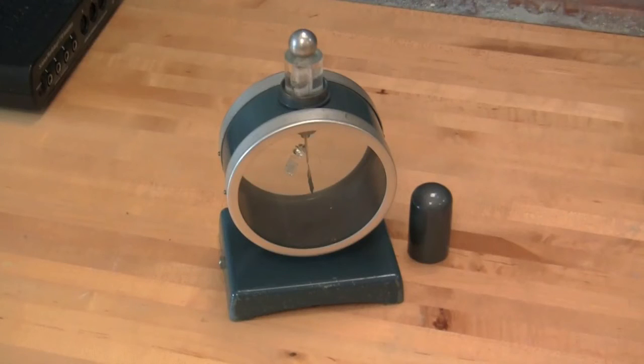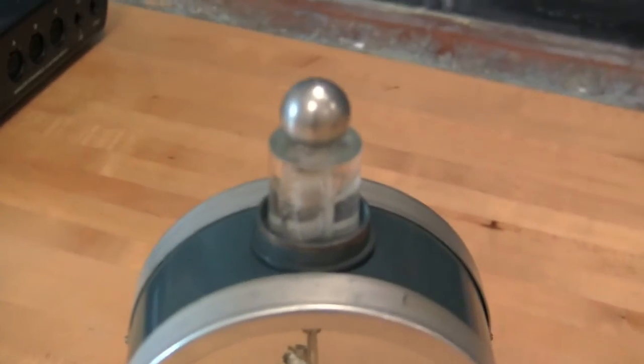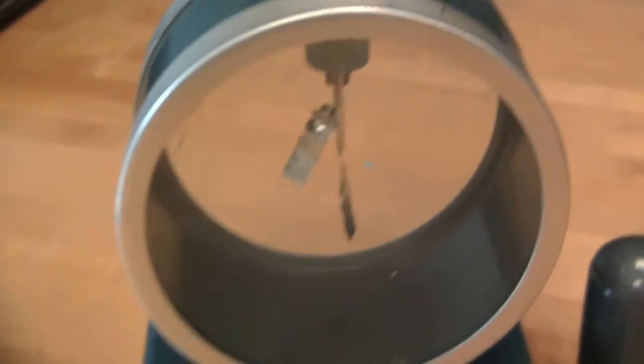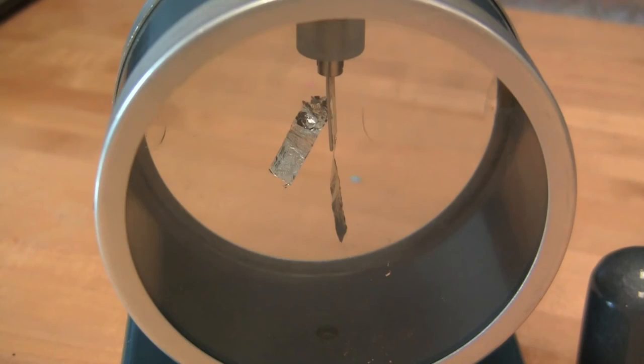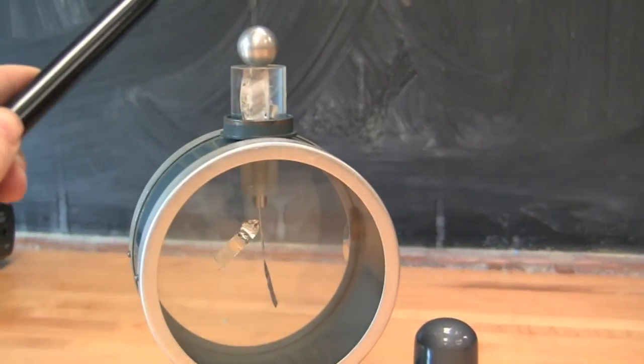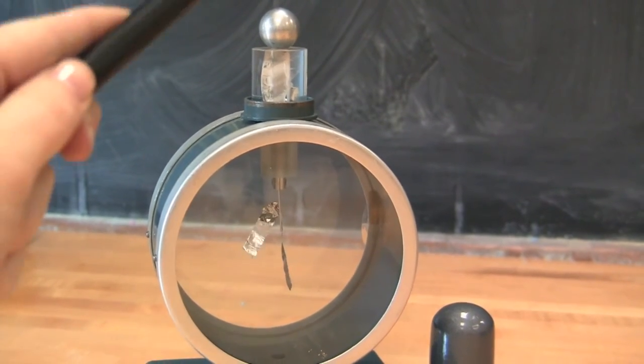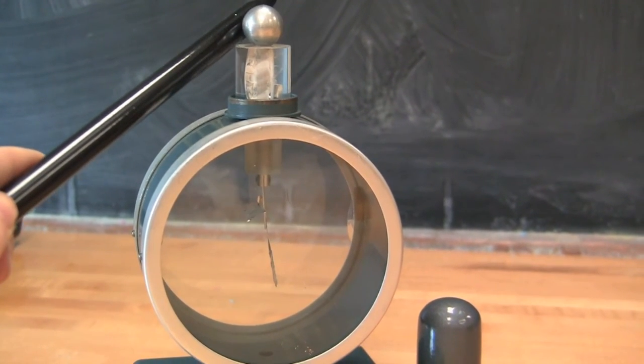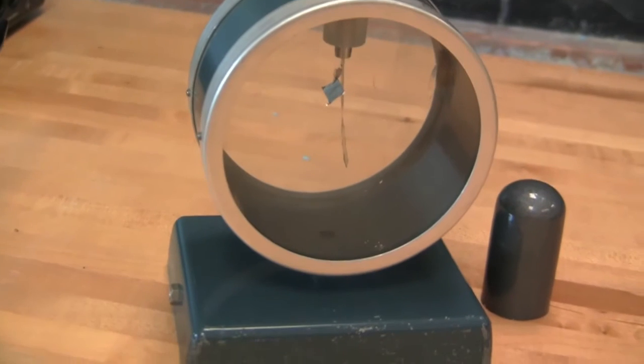So let's look first at our electrometer. On top is the conducting ball, and inside are the 2 conducting leaves. You can see that as I bring a charged object near the conducting sphere, the leaves will separate. If I touch the object to the sphere, charge remains on the sphere and the leaves stay separated.